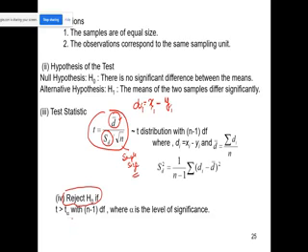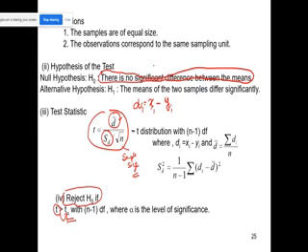If we compare it with the table value and the value of the test statistic is greater than the table value, then we reject the null hypothesis. What is the null hypothesis? The null hypothesis is that there is no significant difference between the means of the before and after situation. This is the way in which you do the computation.